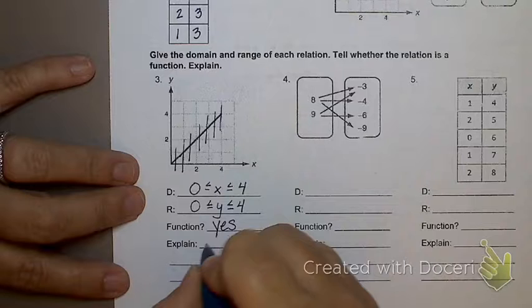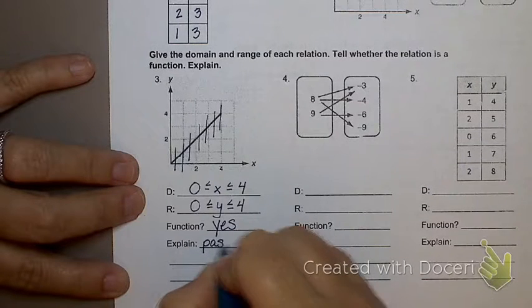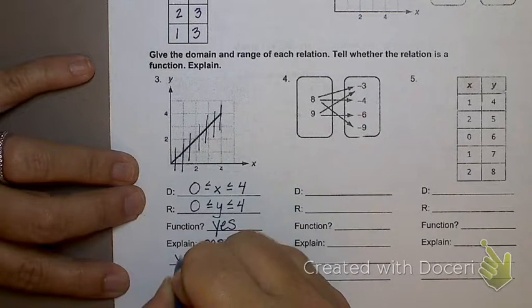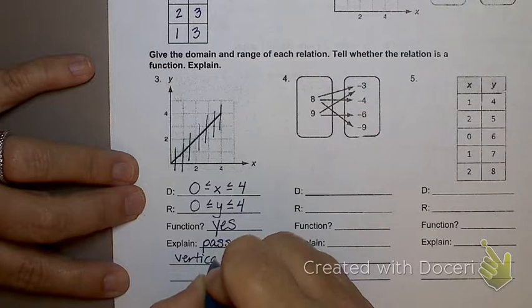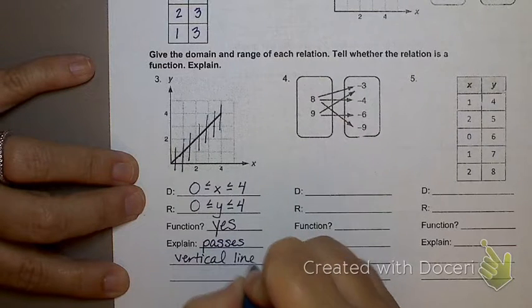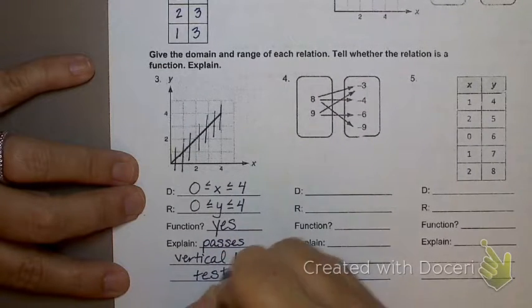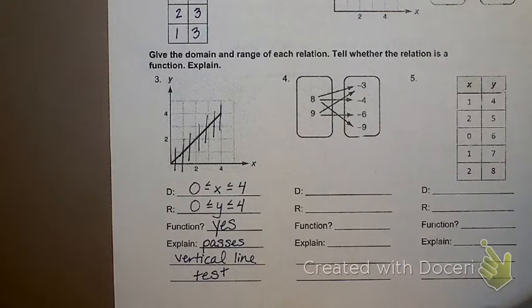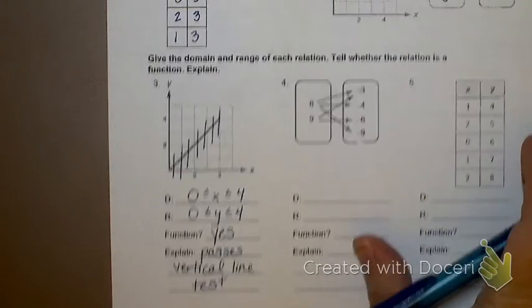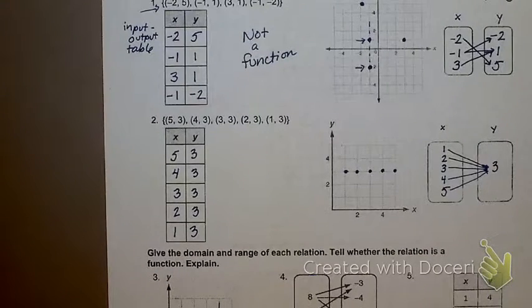And my explanation would be: passes the vertical line test. Okay. Going back, we talked about number 1 not being a function. Is number 2 a function? No.